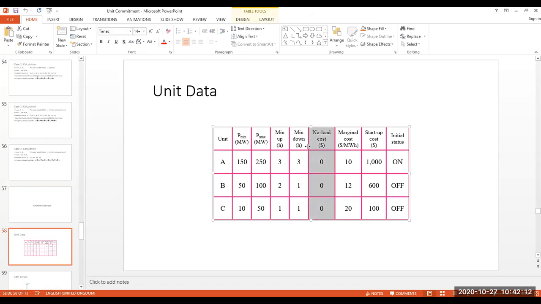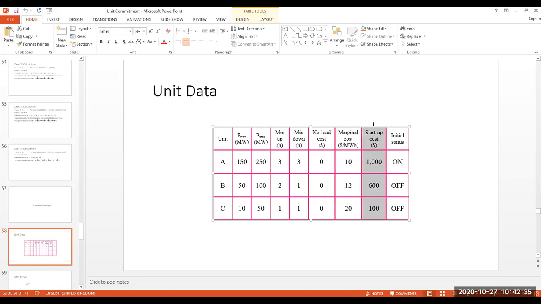We assume that the no load costs are kept at 0 here. Then the marginal cost is basically the incremental cost. Another name for the marginal cost is the incremental cost. We have introduced the incremental cost earlier, but the marginal cost is basically the same as the incremental cost of the unit.